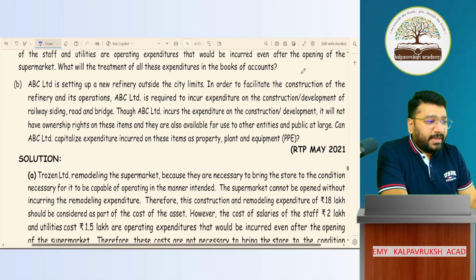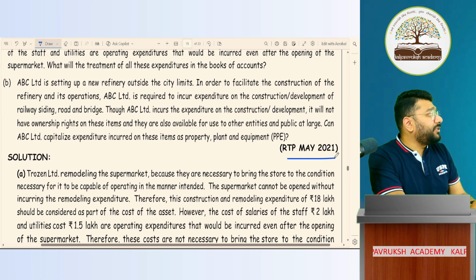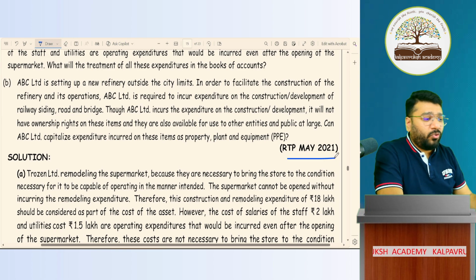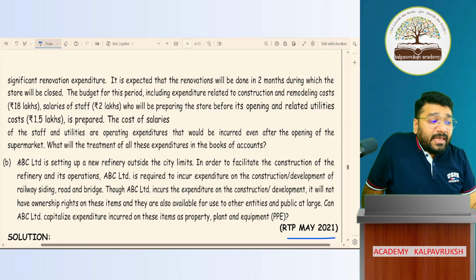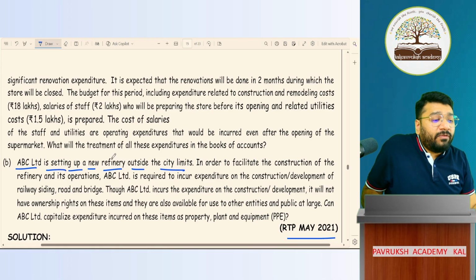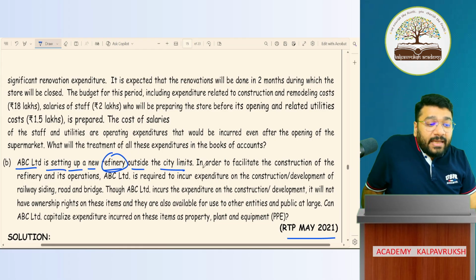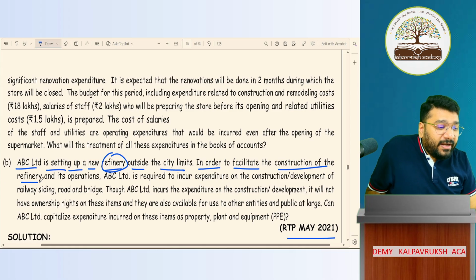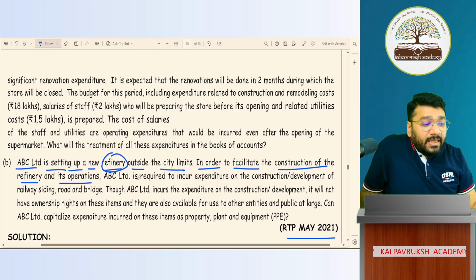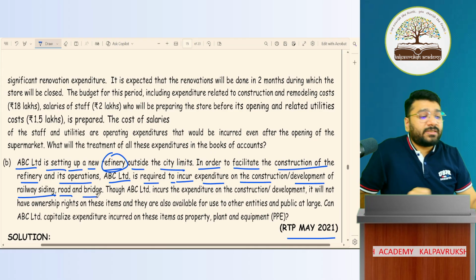Now, what is B point telling? This is RTP May 21 question. Please pay full attention. Now, whatever we have learned, we have to apply. ABC Limited company is setting up a new refinery outside the city limit. New refinery means kind of factory, you can say, outside the city limit. In order to facilitate the construction of the refinery and its operation, ABC Limited is required to incur expenditure on the construction and development of railway siding, road and bridges.